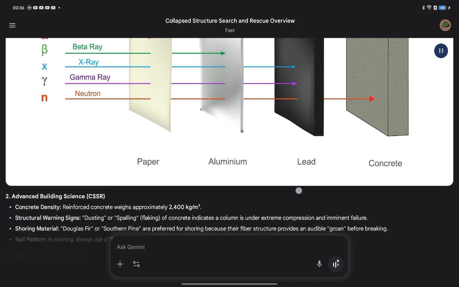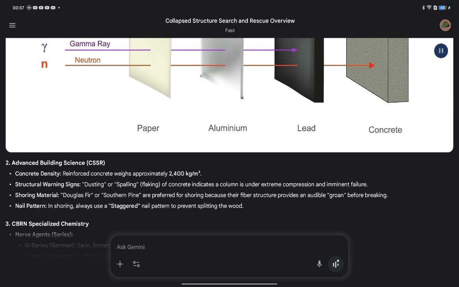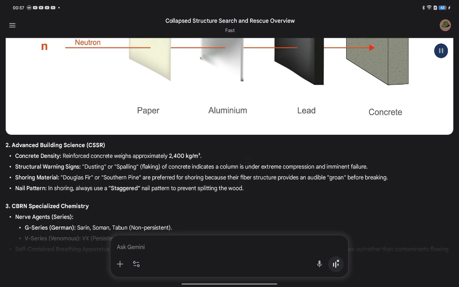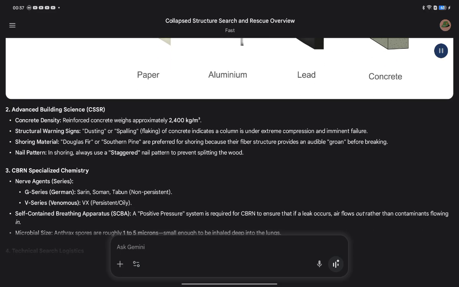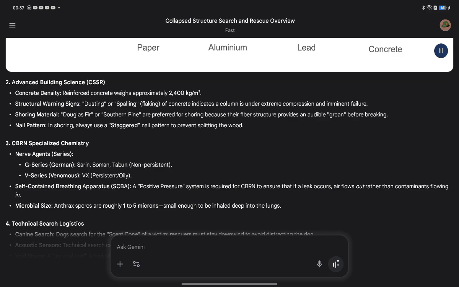Concrete density: reinforced concrete weighs approximately 2,400 kilograms per cubic meter. Structural warning signs: dusting or spalling, flaking of concrete, indicates a column is under extreme compression and imminent failure. Shoring material: Douglas fir or southern pine are preferred for shoring because their fiber structure provides an audible groan before breaking. Nail pattern: in shoring, always use a staggered nail pattern to prevent splitting the wood.